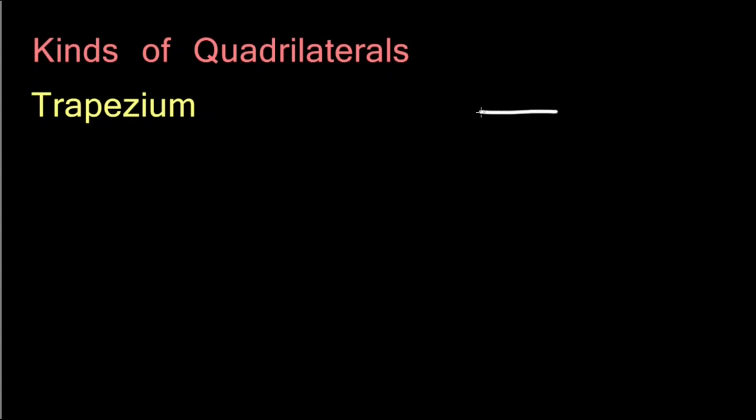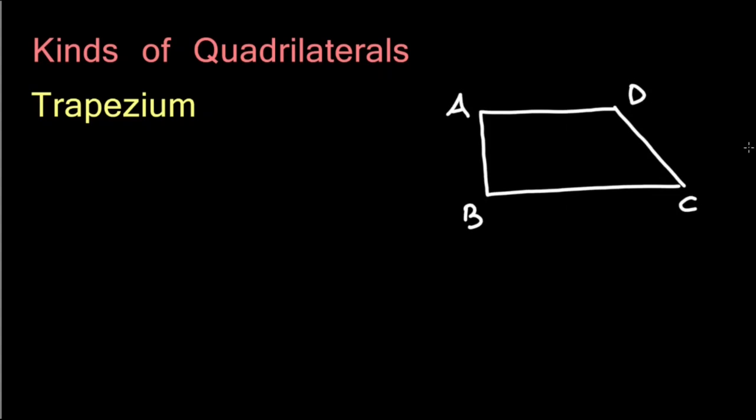Quadrilateral ABCD is called a trapezium because exactly one pair of opposite sides, that is, side AD is parallel to side BC, whereas side AB is not parallel to side DC. The parallel sides have been shown by these arrows.